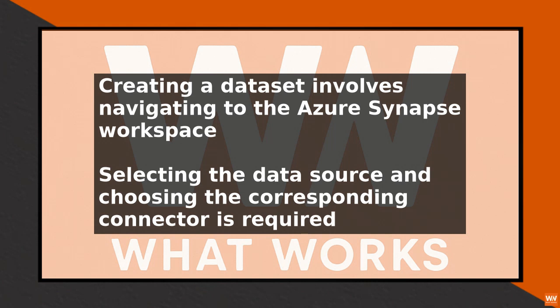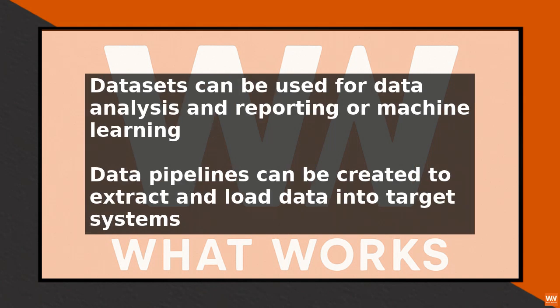Once you have connected to your data source, you can create a dataset by selecting the tables or files that you want to include in your dataset. You can also apply filters and transformations to your data as needed. For example, you can filter out rows that contain missing values, or apply data types to your columns.